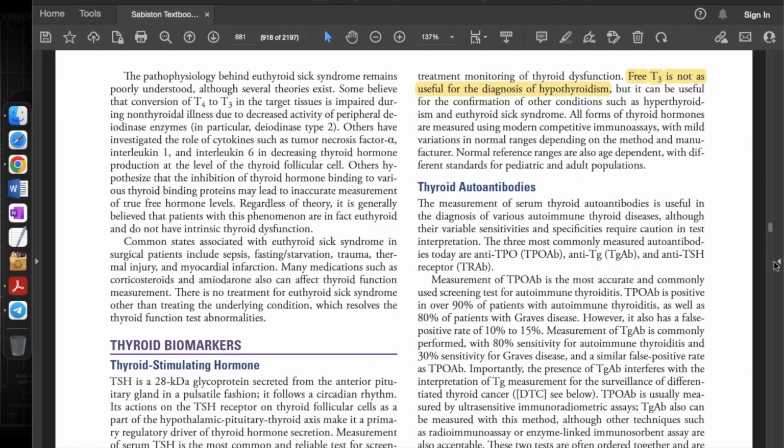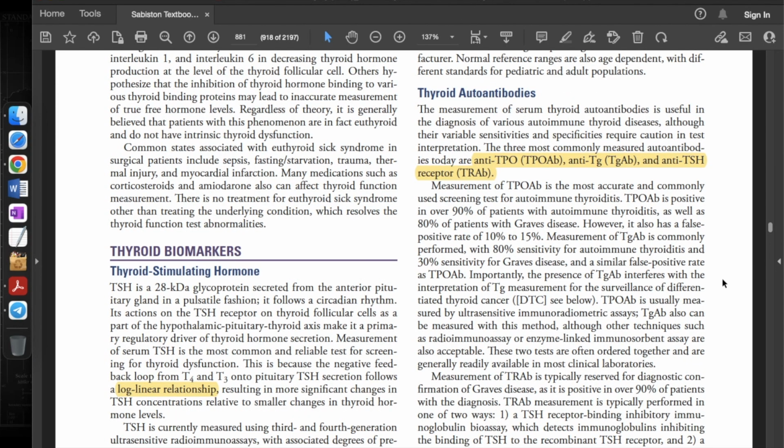Thyroid antibodies. The measurement of serum thyroid autoantibodies is useful in the diagnosis of various autoimmune thyroid diseases, although their variable sensitivities and specificities require caution in test interpretations. The three most commonly measured autoantibodies are anti-TPO antibodies, anti-thyroglobulin antibodies, and anti-TSH receptor antibodies. The measurement of anti-TPO antibody is the most accurate and commonly used screening test for autoimmune thyroiditis. TPO antibody is positive in over 90% of patients with autoimmune thyroiditis as well as 80% of patients with Graves' disease. However, it also has a false positive rate of 10% to 15%.